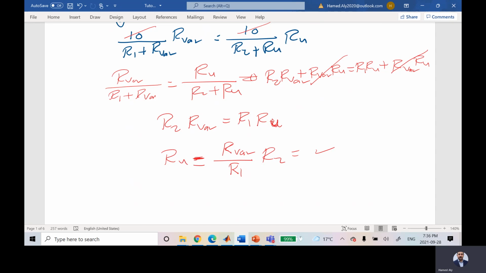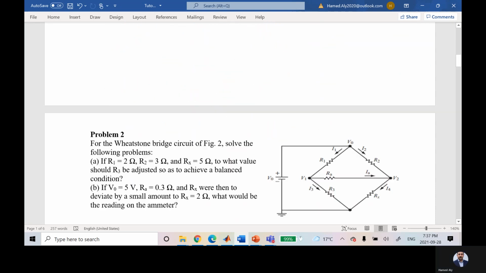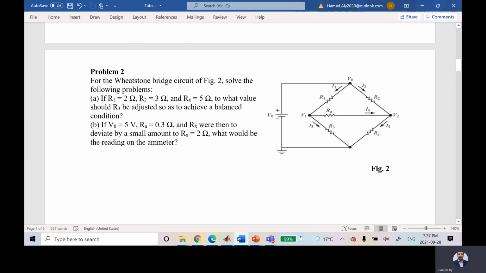Now, let us see another problem. So problem number 2, he gave me similar circuit, yes.